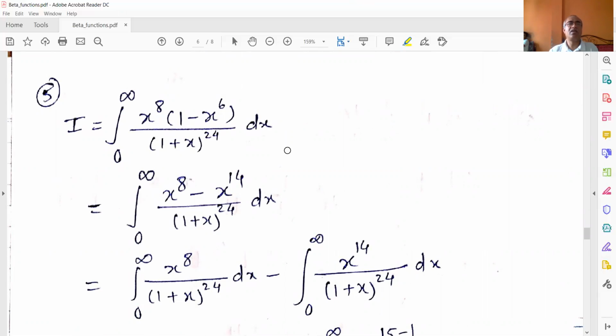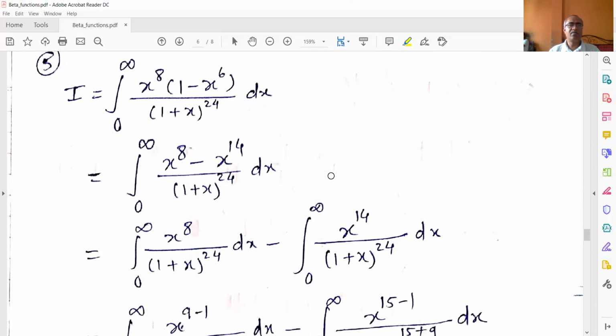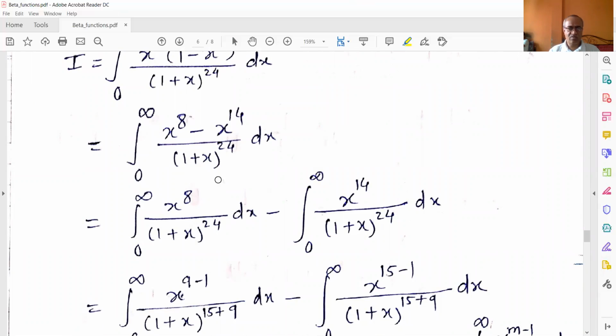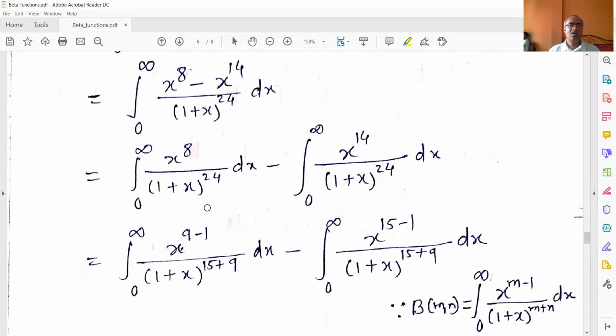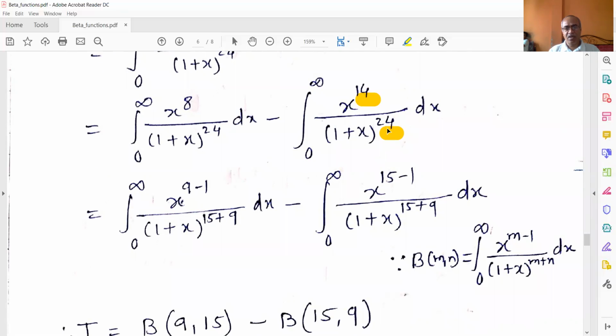Next is again the integration 0 to infinity of x raised to 8. This sum is very simple and very important. I have multiplied this bracket with x raised to 8, that is x raised to 8 minus x raised to 14, and x raised to 14 upon (1 plus x) raised to 24 in the denominator. Here this 8 is equal to 9 minus 1, so I can write it as 9 plus 15 in the denominator at the place of 24. Similarly the second integral is x raised to 14 at the place of 24. At the place of 24 we wrote 15 plus 9, and at the place of 14 we have kept 15 minus 1.